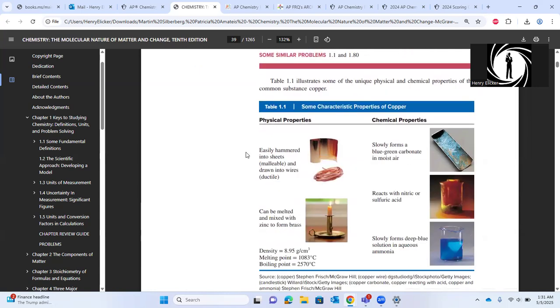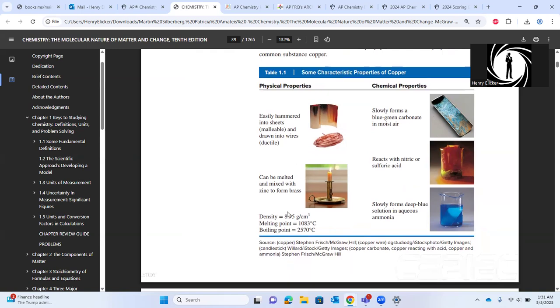Here are some examples of real metals or other things. How about copper? Copper is a physical property because you can easily hammer it into a sheet. That's not going to change into another chemical. It can also have a certain density, right? So any sample will have the same density. Any sample, big or small, will have the same melting point, boiling point, etc.